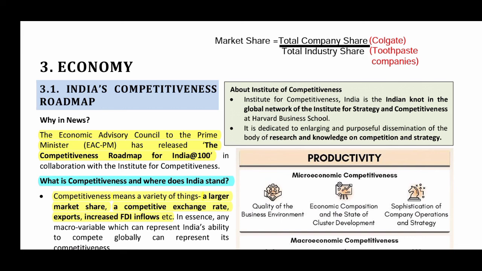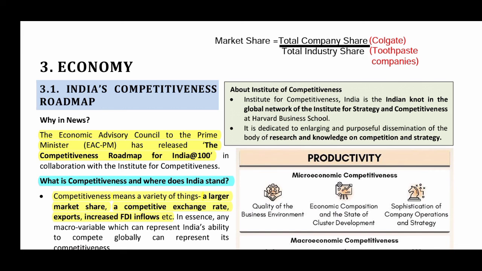What is competitiveness and where does India stand? So competitiveness means a variety of things. Larger market share, a competitive exchange rate, exports should be good enough, and FDI inflows must be increased.